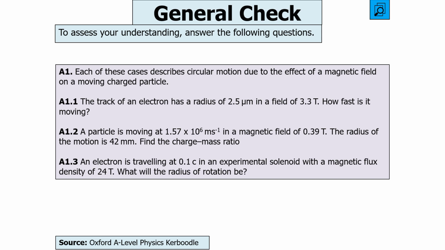Then an electron is traveling at 0.1 c in an experimental solenoid with a magnetic flux density of 24 teslas. What will the radius of rotation be? So pause the video now, then unpause the video when you want to go through your answers.